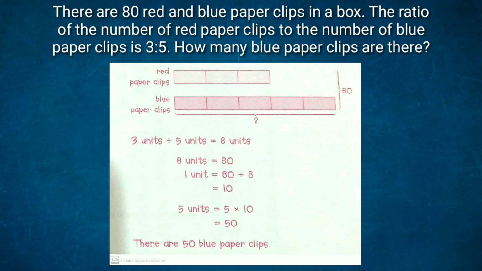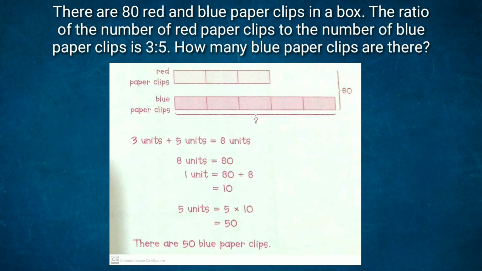And the question is, how many blue paper clips are there? The ratio of the number of blue paper clips is 5, so 5 units. It means 5 units equal 5 times 10 equals 50. There are 50 blue paper clips.